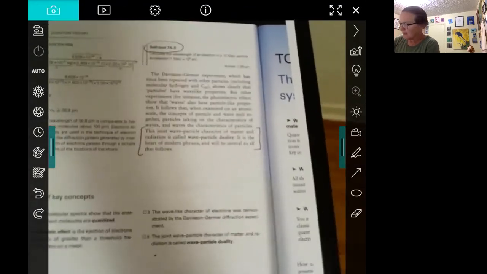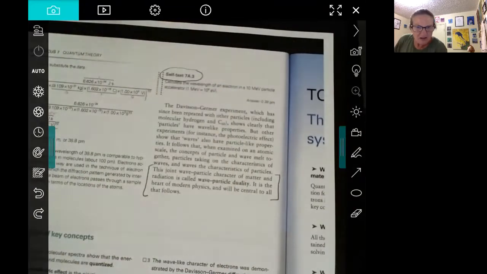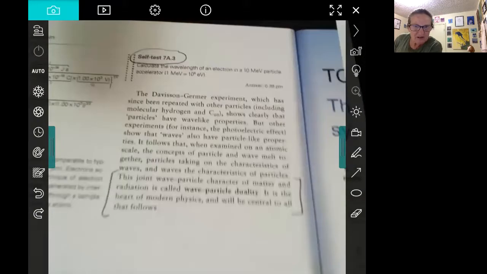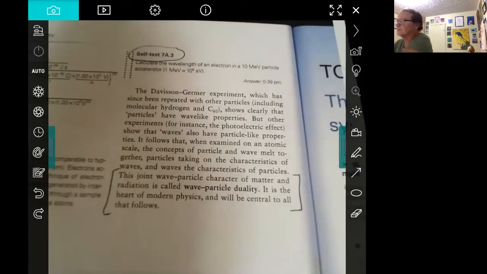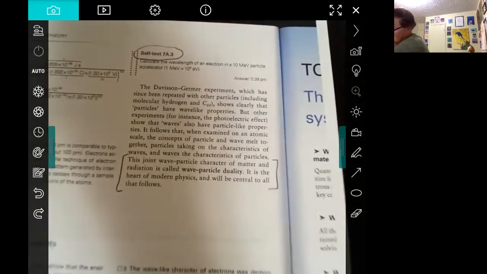And so we will do one more self-test, which is this one, 7A.3. Calculate the wavelength of an electron that's in a 10 mega electron volt particle accelerator. So that's the energy of the particle. So, and it's all kinetic energy.